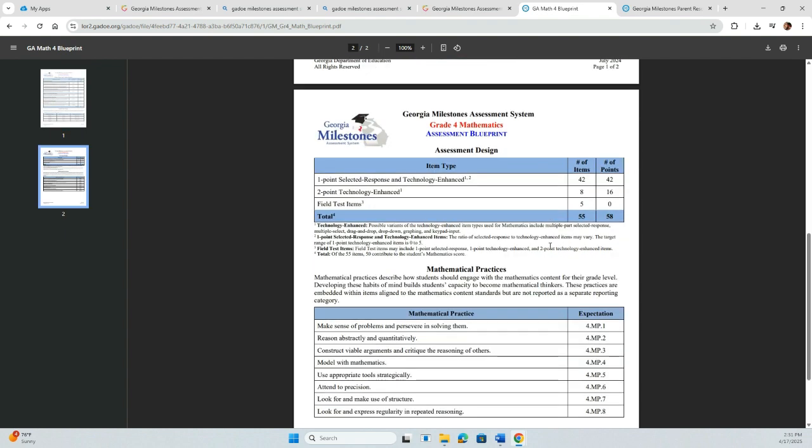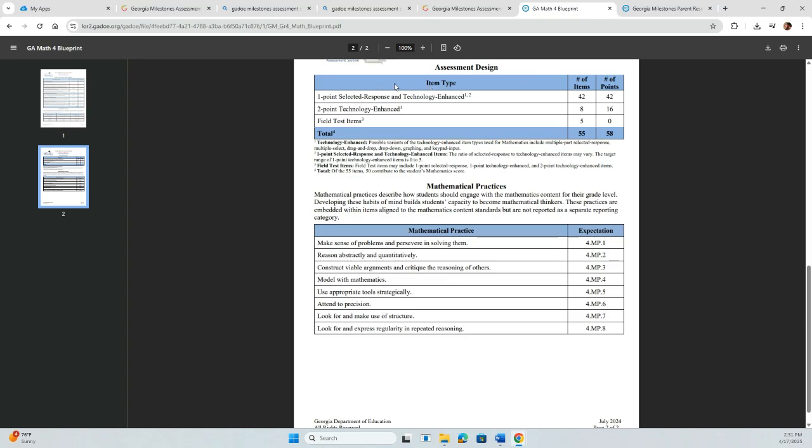And then it gives you a little bit of information on this blueprint about the assessment, the item types. Well, what type of items are there? There's going to be a select response or multiple choice, technology enhanced questions, and then a 2-point technology enhanced question. That 2-point technology enhanced question will usually involve a rubric to make sure that the students are getting the specific help they need or the scoring to show most of their knowledge. And of course, just like ELA, they're going to have those field test questions spread throughout the test. It does not hurt them at all. It does not help them either.